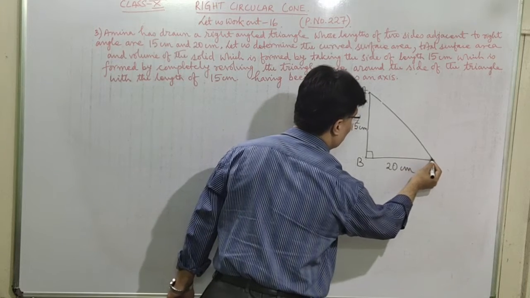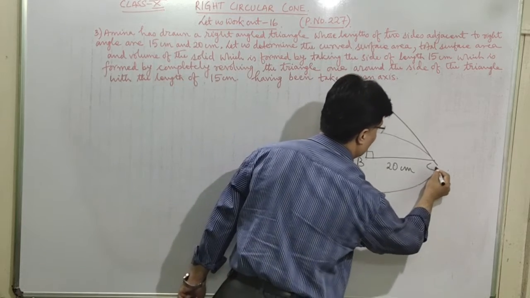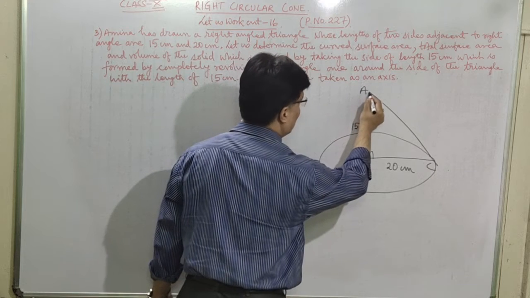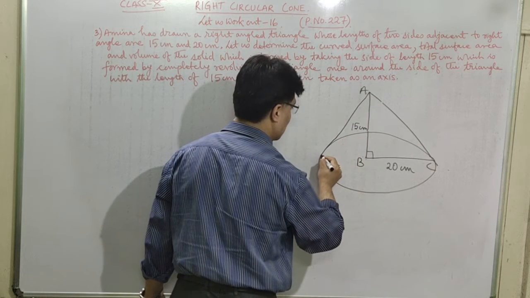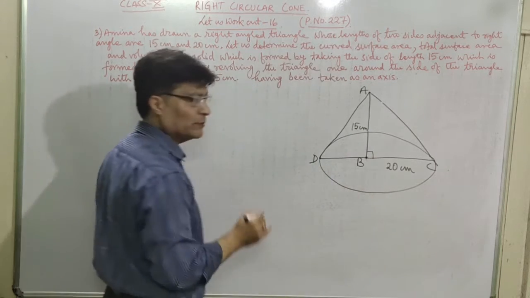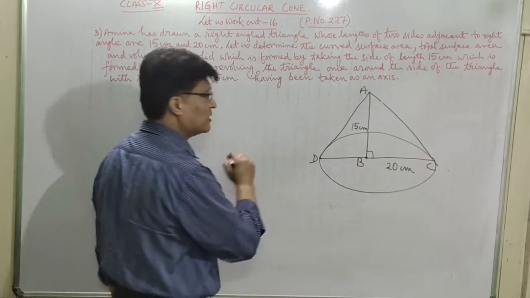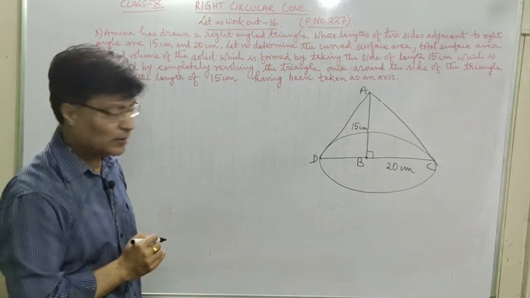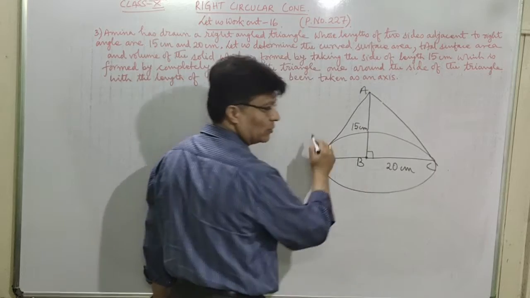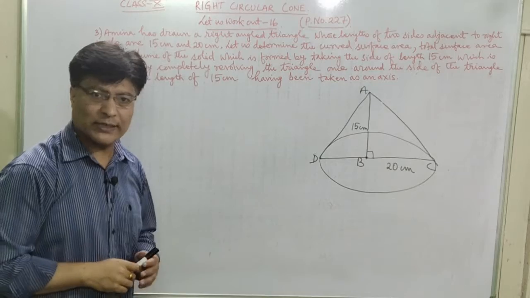That is, now it is revolved, right? Now it is revolved with AB as the axis and this is joined. Suppose this is D. Okay, so here B is the center of the base of the cone. Now it is just like your cone, isn't it? So I think you have understood it.